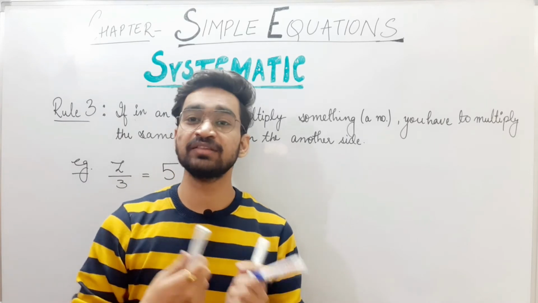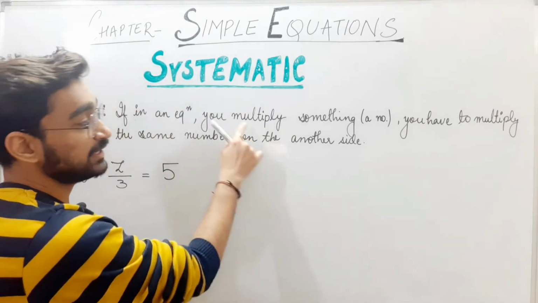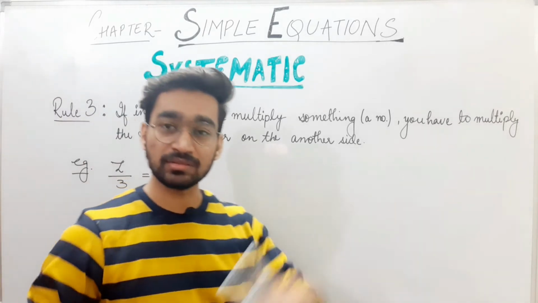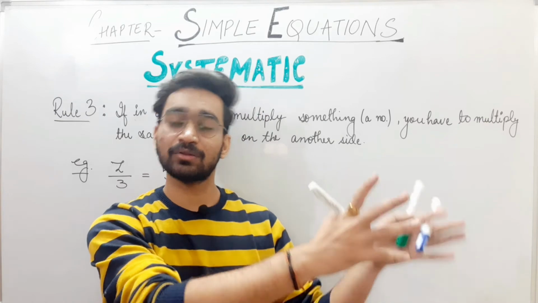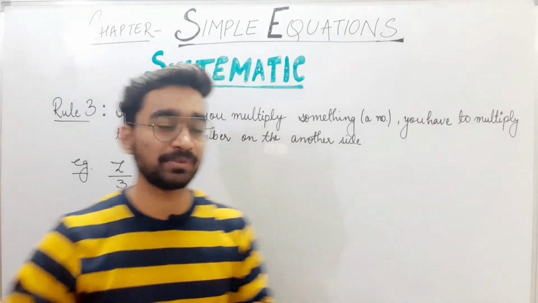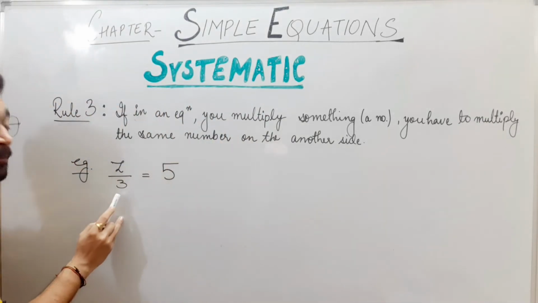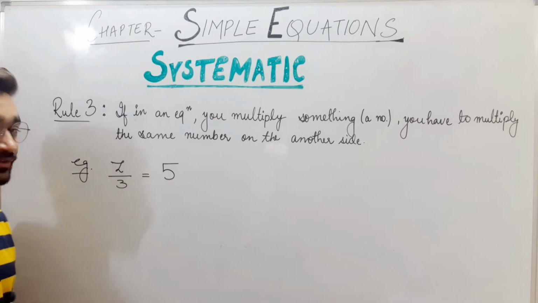So now let's check rule number 3. If you multiply a number on one side of the equation, you have to multiply the same number on the other side of the equation. Let's check the example, that is z by 3 equals 5.